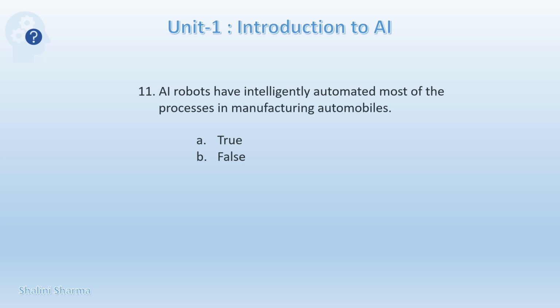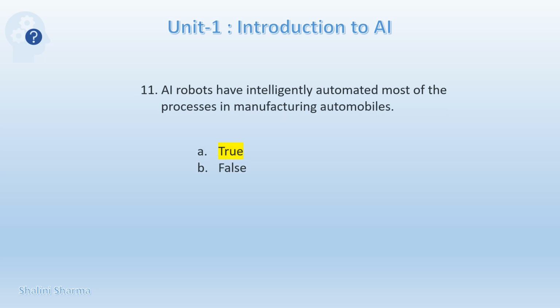11th question. AI robots have intelligently automated most of the processes in manufacturing automobiles. Is this statement true or false? The statement is true. We can see how robots are used in manufacturing automobiles. You visit any manufacturing site for automobiles, you are going to find out how robots, without getting tired, have been working in the factories for assembling of the parts of automobiles.